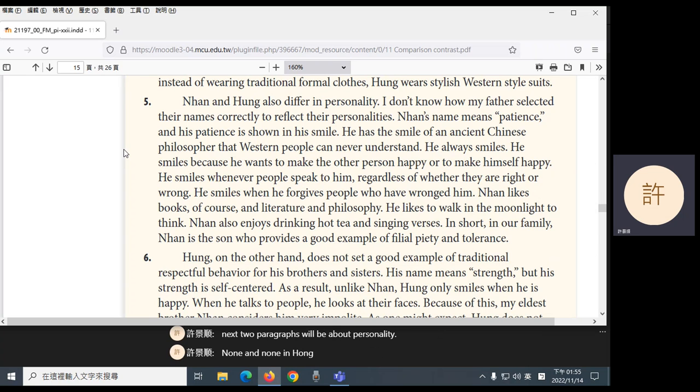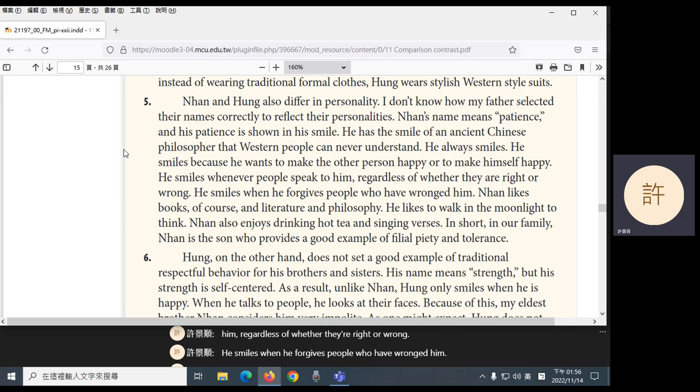Nan and Hung also differ in personality. I don't know how my father selected their names correctly to reflect their personalities. Nan's name means patience, and his patience is shown in his smile. He has the smile of an ancient Chinese philosopher that Western people can never understand. He always smiles. He smiles because he wants to make the other person happy or to make himself happy. He smiles whenever people speak to him, regardless of whether they are right or wrong. He smiles when he forgives people who have wronged him.